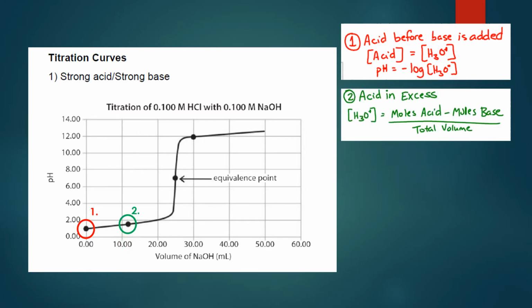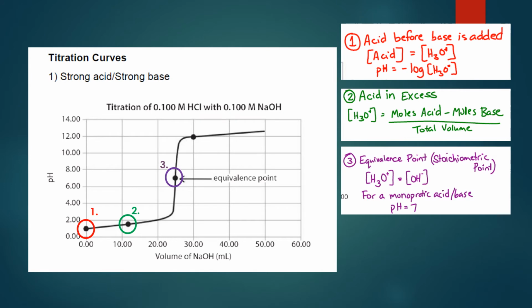The second point here is when we've started adding some sodium hydroxide. So we have excess acid. It's still an acidic solution, but we have neutralized some of it. So our concentration of hydronium here is going to be the number of moles of acid, subtract the number of moles of base because it's being neutralized and turned into water, divided by the total volume.